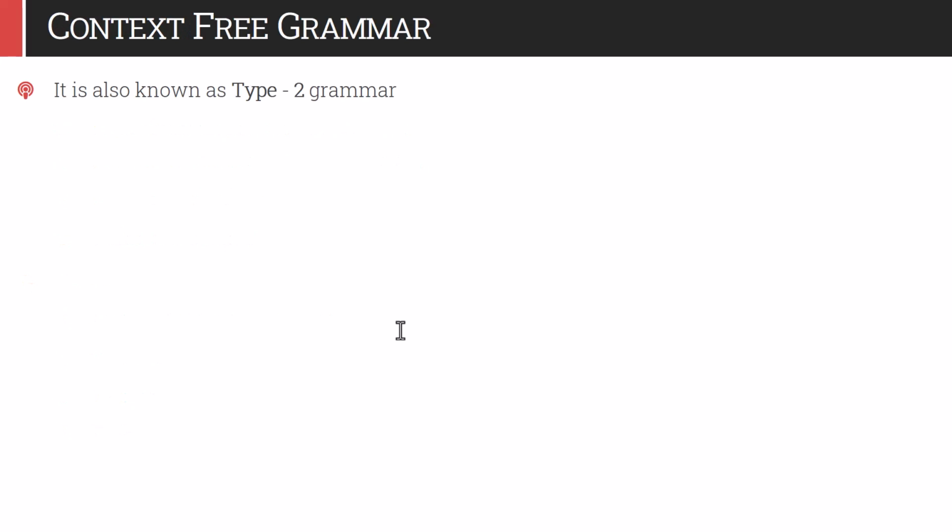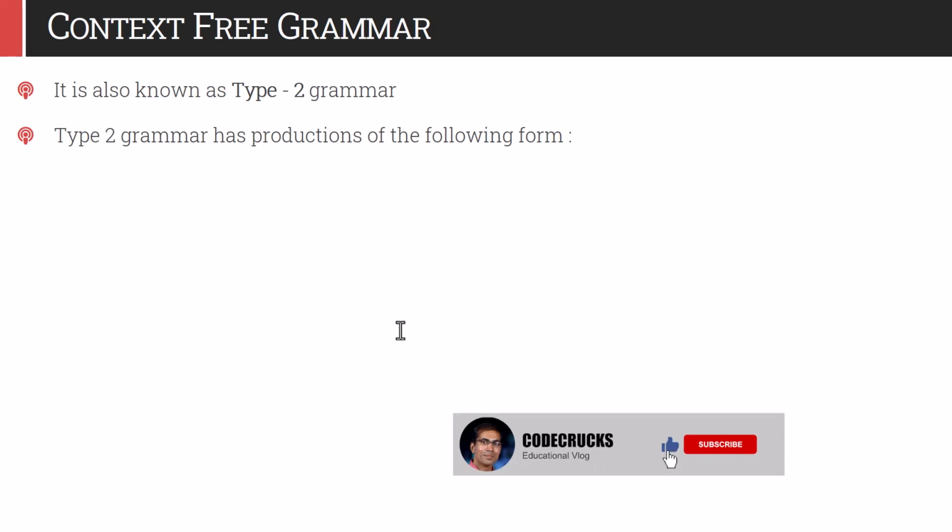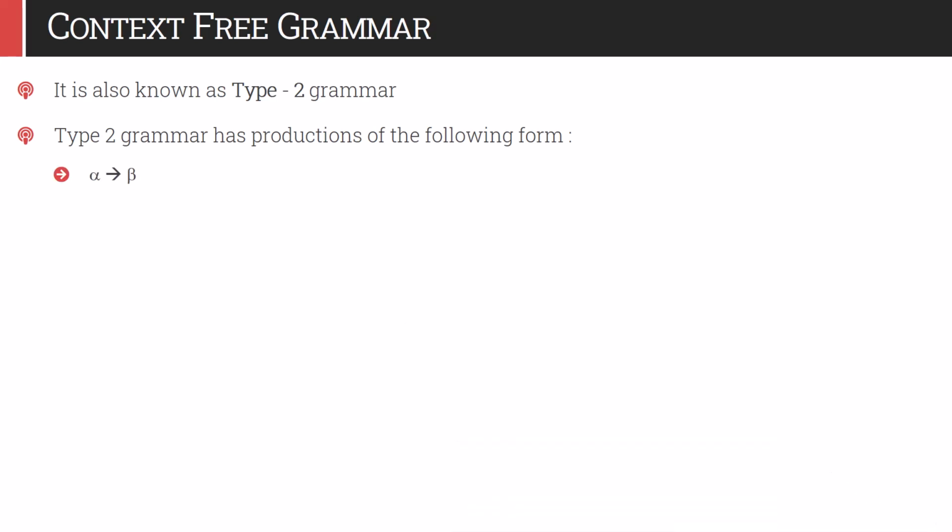What is context-free grammar? Context-free grammar is also known as a type 2 grammar. There are 4 types of grammar we will discuss at the end of this unit: type 0, type 1, type 2 and type 3. Type 2 grammar has productions of the following form. All grammars have a specific format of production. All the rules in type 2 or context-free grammar look like this: alpha gives beta, where alpha belongs to capital V. That means alpha must be some non-terminal and the length of alpha should be exactly 1. So on the left hand side, we can have only one non-terminal in the production.